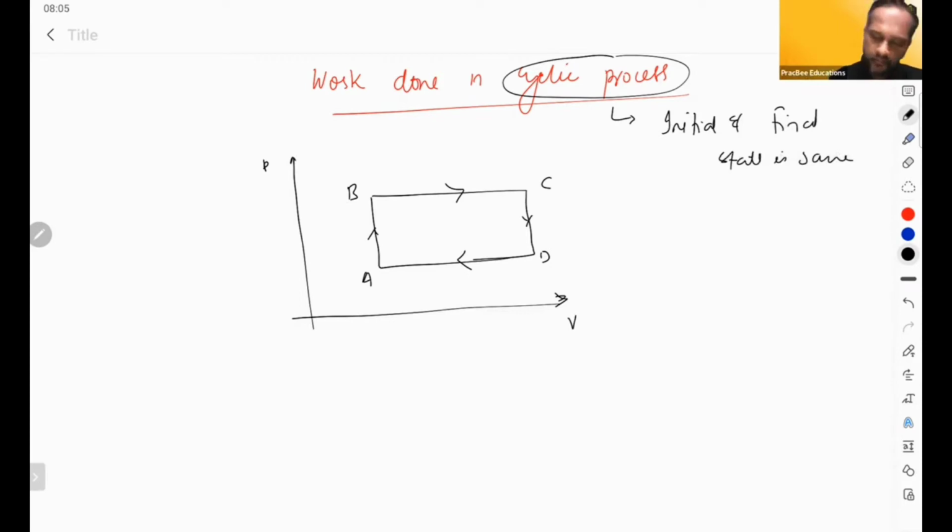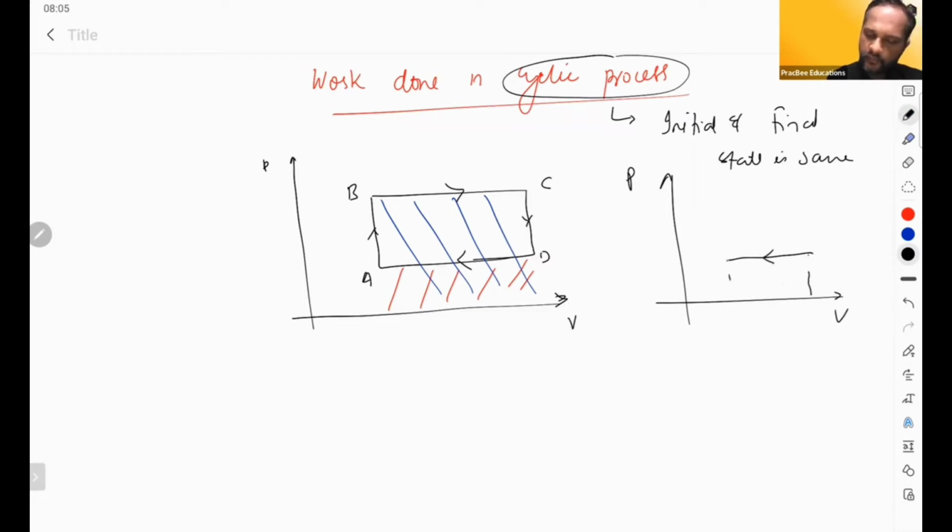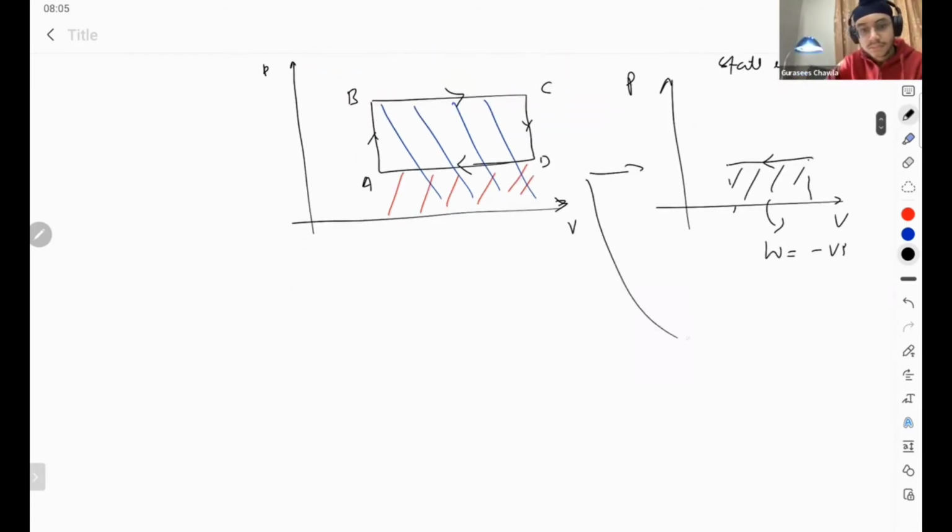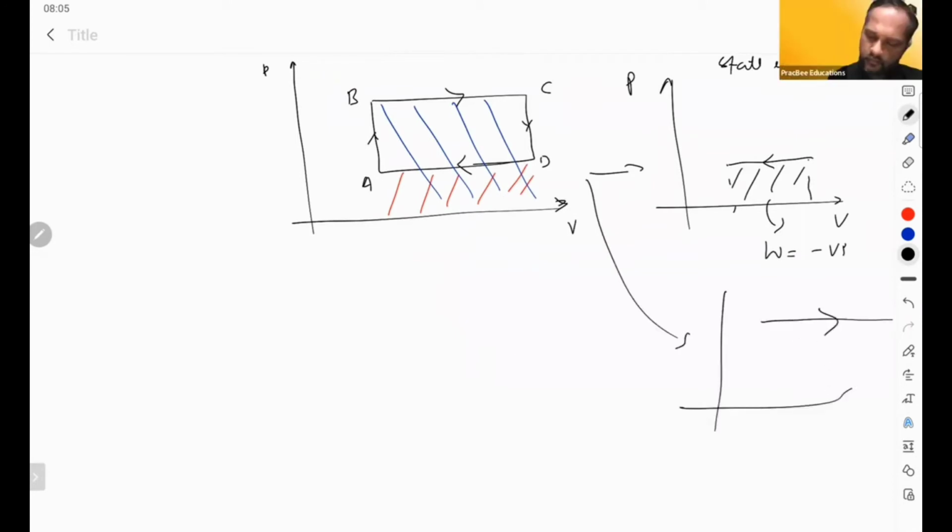And in this, if we have to find out the work done, suppose if I have to find out the work done, so first I'll find out this area and then I'll find out this area. Fine. So I know that if in a PV curve, if this is the situation, that means volume is decreasing. So this work done will be negative. And this work done will be positive because it is expanding.